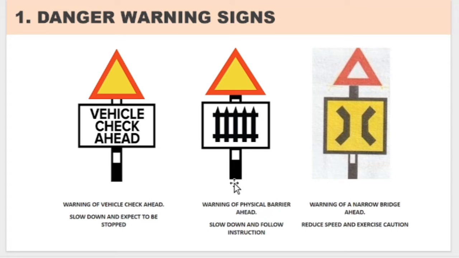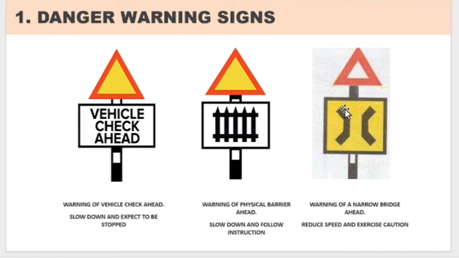Now moving on to the next road sign here. Here is a warning of a physical barrier. As you can see by this, this signifies a physical barrier. So what should you do? You should slow down and follow instructions. Probably there will be proper instructions that will accompany that physical barrier so that traffic will flow smoothly. Most likely there will be a detour to follow. So all you need to do is slow down and follow instructions.